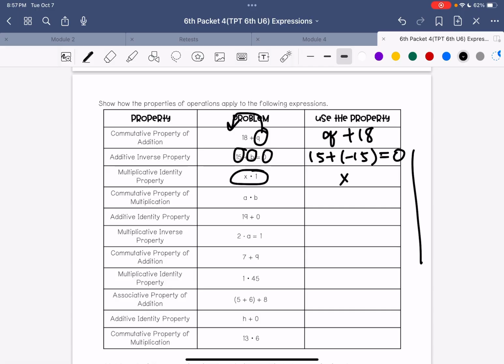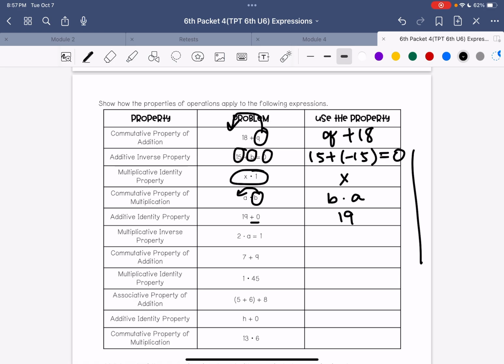Commutative property of multiplication. If everything's being multiplied, you can pick it up and move it into a different order. You can do B times A instead of A times B, and you should get the same thing. Additive identity property. If I add anything to 0 or add 0 to anything, I'm just going to get the same thing back.